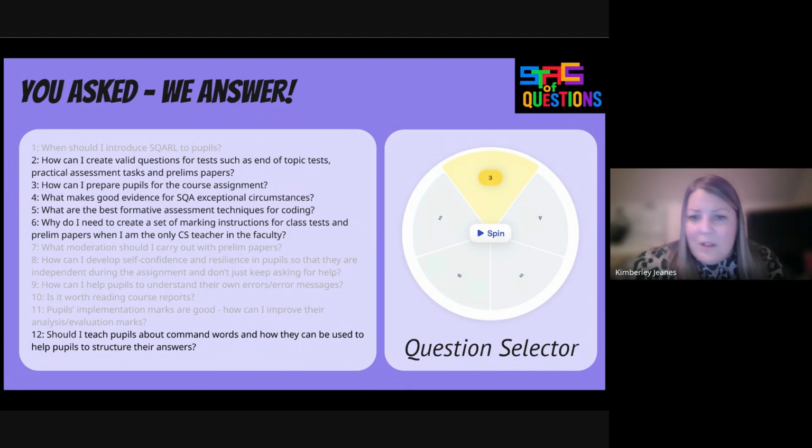It is question 3. How can I prepare pupils for the course assignment? We did a lot of this last week. What do we think? Anything different to add that we didn't cover already?